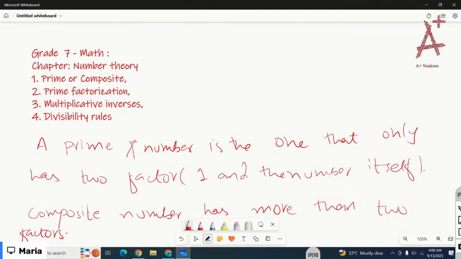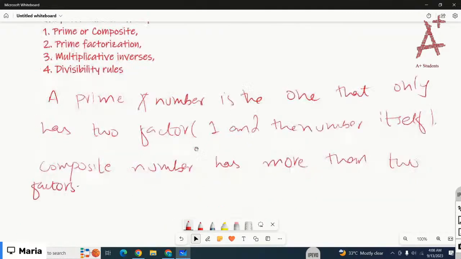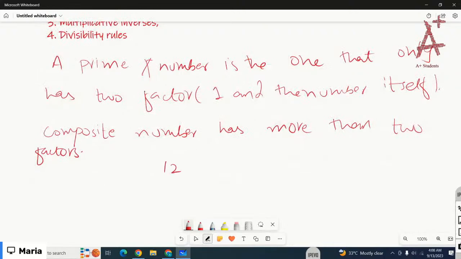For example, you have the number 12. You have to see if this is prime or composite. So is 12 a prime number or a composite number? Let's just look at the factors of 12, right? 1 and the number itself. These are two factors of 12. Do we have other numbers that when multiplied make 12? Yes, 3 times 4 is 12. That means 12 has more than two factors. So 12 is a composite number, right?